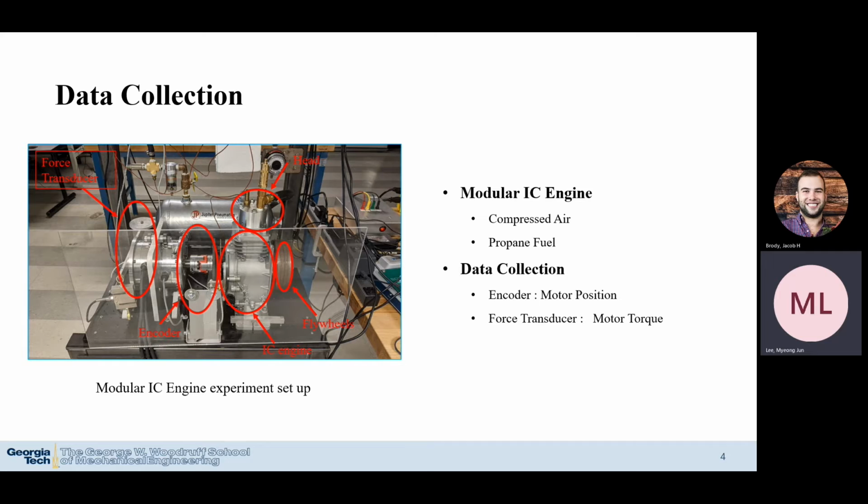Moving on to the data collection section. This modular engine can operate either from compressed air or propane fuel. However, in this lab, only air is used for safety purposes. The engine is connected to a 48-volt regenerative motor, which can turn the engine or be turned by the engine to store the energy. The encoder can collect the motor's position, and the force transducer can collect the motor's torque.